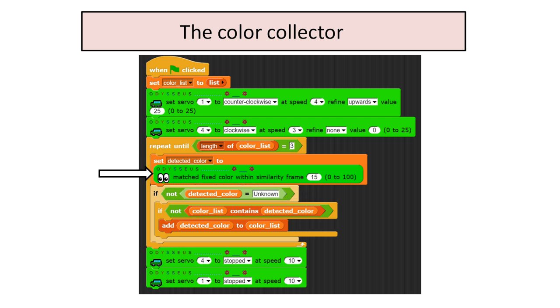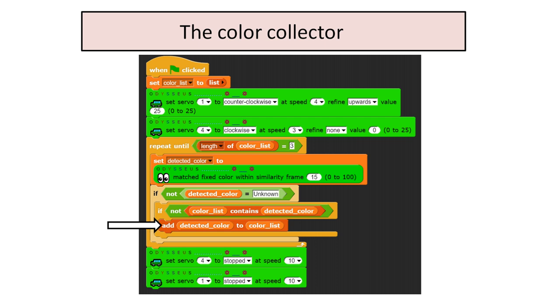Each time the loop is executed, we access the color corresponding to the numbers returned by the sensor. We store it in the variable named detected color. The detected color is either one of the basic and activated ones or unknown. If the detected color is not unknown and if it does not already exist in the color list, we add it in the color list.